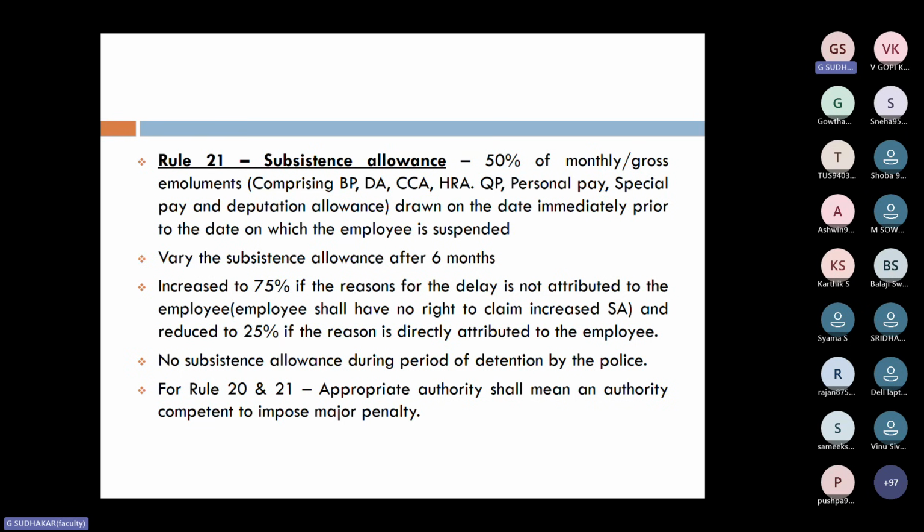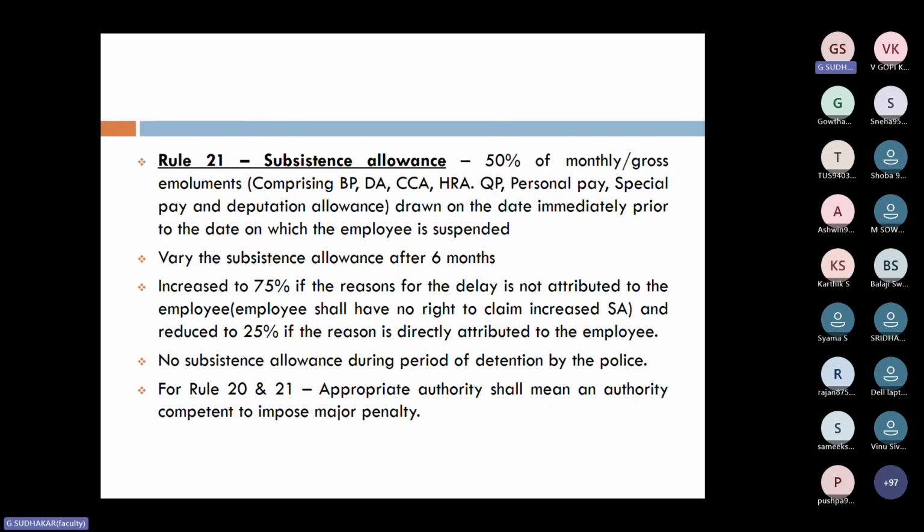No subsistence allowance is paid during the period of detention by the police. Suppose he is in jail or behind bars, no subsistence allowance will be paid. And under the rule, the appropriate authority shall mean the authority competent to impose a major penalty.